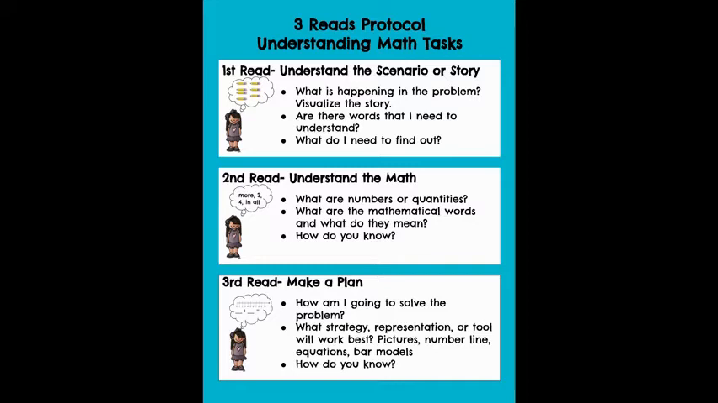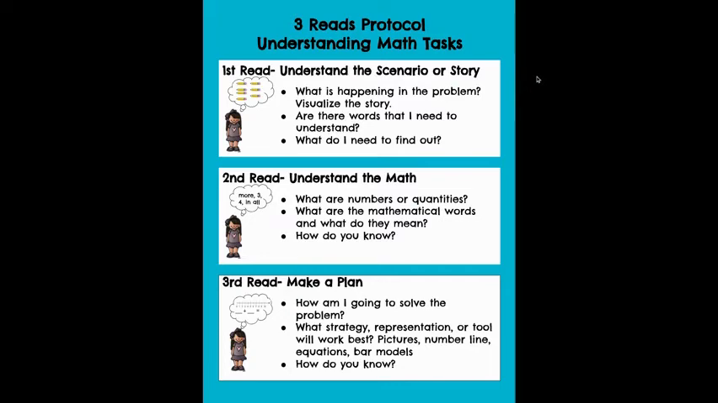The third read is you're making a plan. So read it again and think to yourself, how am I going to solve this problem? What strategy, representation, or tool will work best? Pictures, number line, equations, bar models, etc. And how do you know? Once you go through these 3 steps, it should be much easier to solve the word problem.